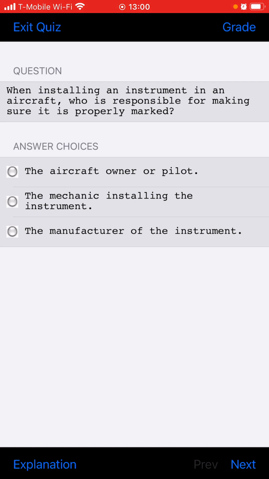What is the function of an anti-skid system? Anti-skid system allows large aircraft to achieve maximum braking effectiveness without allowing wheels to skid or lock.